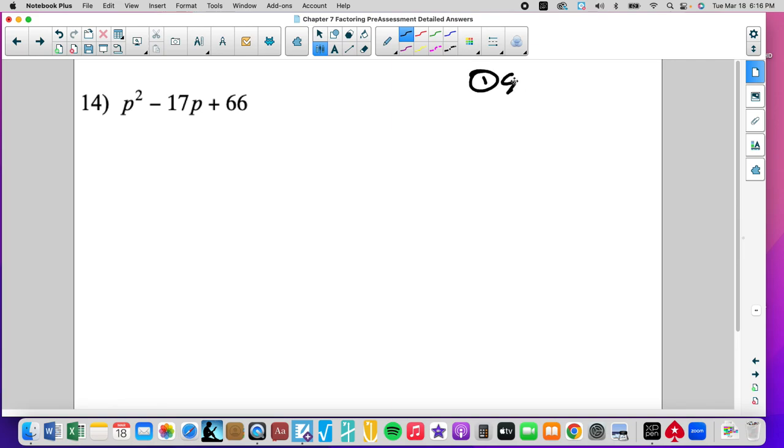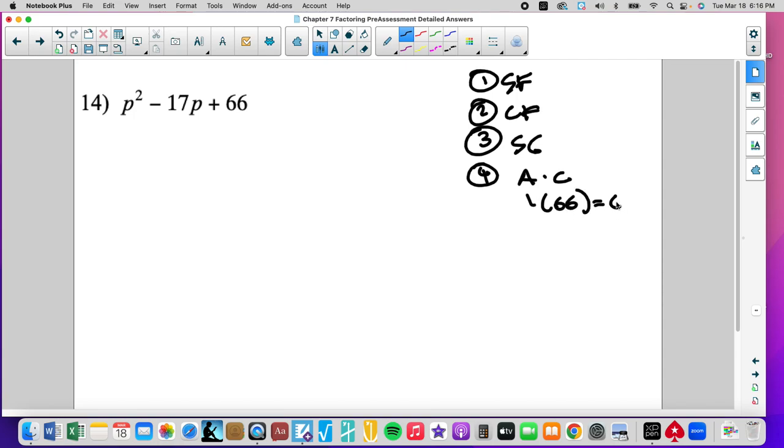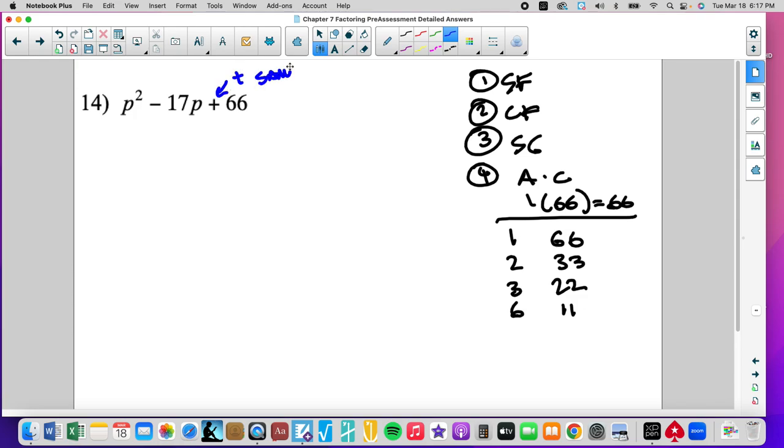And the more practice you get, the faster you can work, and the more efficient you work. Not special case. A times c, 1 times 66 is 66. And this teaches you good times tables, because when you find factor pairs, you're using your times table. 1 and 66, 2 and 33, 3 and 22, 4, no, 5, no, 6, yes, 6 and 11, and that's it. My signs are the same because that's positive.